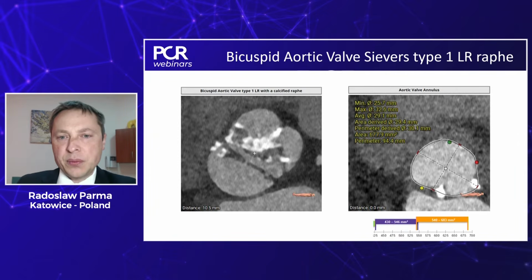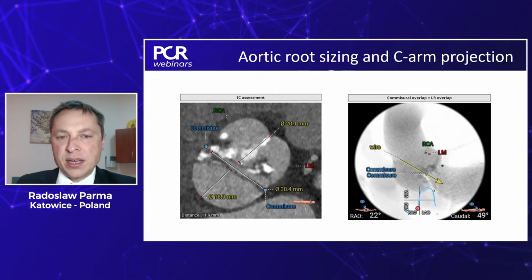So to give you an example, this was a patient we treated this year with a Sievers type 1 with a fusion between left and right raphe. With the international consensus coming from Europe, it would be classified as a patient with 3 sinuses, 3 leaflets, 1 calcified raphe with a fusion between left and right leaflets, and an aortic annulus size of 678 millimeters squared. We also check the commissural distance, which is about 30.